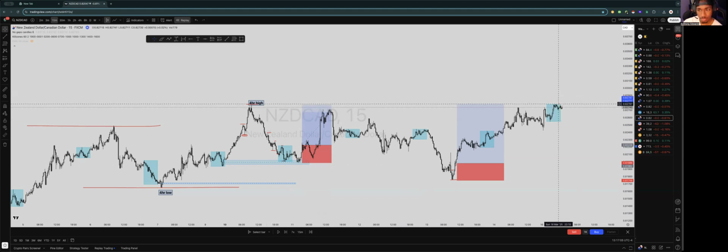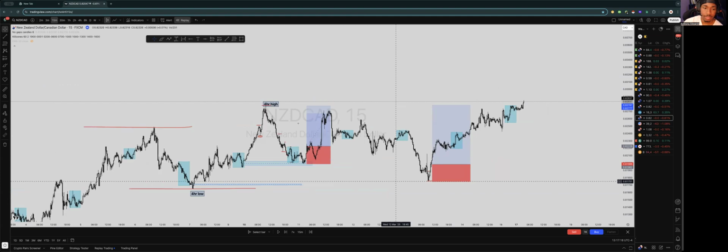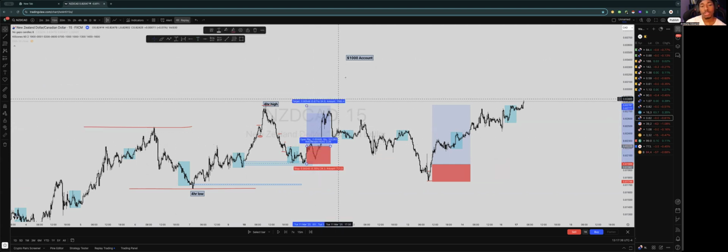Did price touch it or no? It's sitting right beneath the TP. Okay. So price hit TP, and what this scenario means is, let's say we have a $1,000 account. $1,000 account is what we started off with. And then we took a 1 to, what was this? This is a 1 to 2 at first.